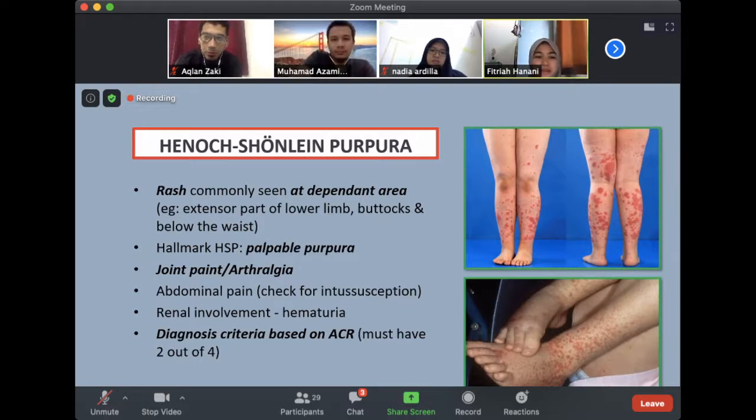So diagnosis of HSP is made based on the American College of Rheumatology classification. It must have 2 out of 4, which consist of palpable purpura, bowel angina, and the diagnosis made by biopsy. And the 4th one is that the age must be less than 20 years old. So it must be 2 out of 4.